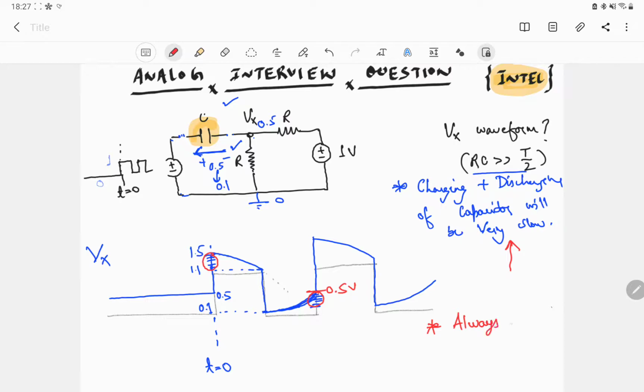always calculate the final voltage of the capacitor by open circuiting it.